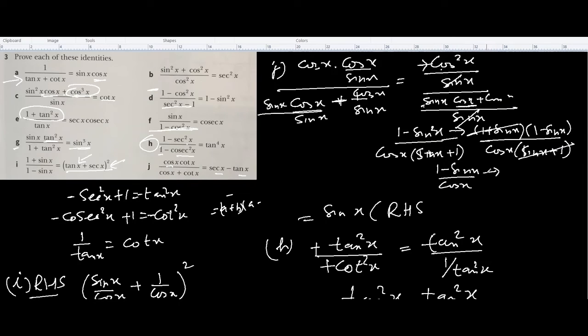So let's separate the numerator now. It will become 1 over cos x minus sin x over cos x. And 1 over cos x is secant x, sin over cos is tan x. And this is RHS.